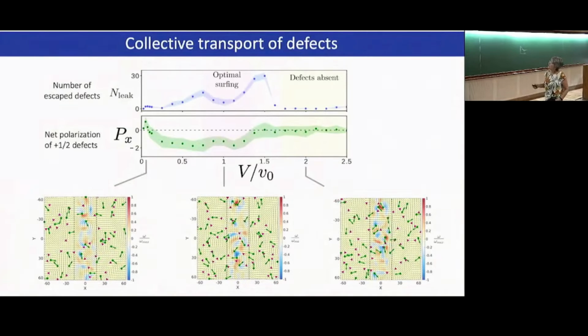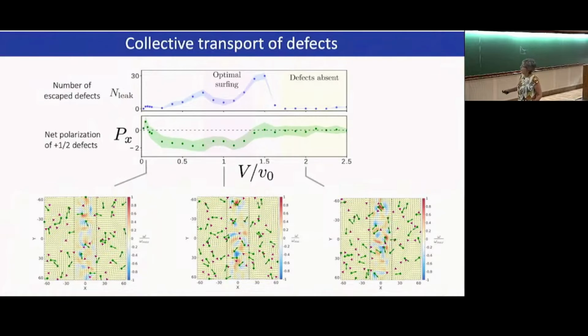The other thing you can do, and I think this was Luca's idea, is actually take your strip and move it along at a constant speed. These are 3 videos, but let me tell you first what I'm going to plot here. This is the active strip, and it will be moving at some speed v. What is plotted here is the net polarization of the +1/2 defect, and the number of defects that leak out of the strip as a function of the velocity of the strip over the typical velocity of the defects.